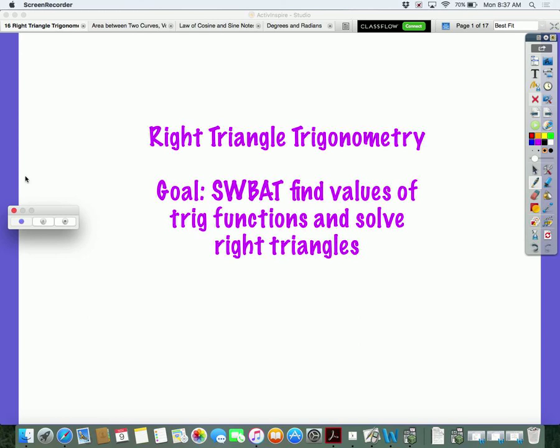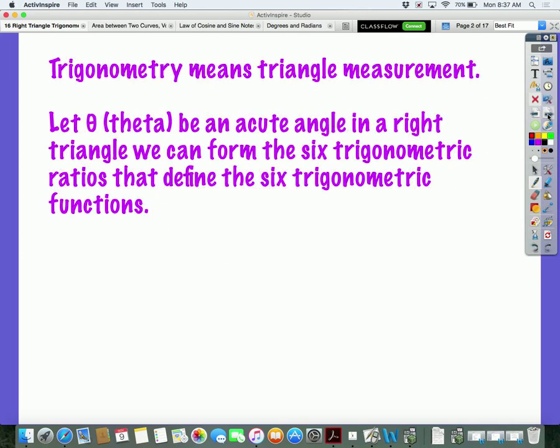All right, so today we're going to start out with finding values of trig functions and solving right triangles. More than likely, we probably won't get to the second part of this goal because it is a short class period, so we will finish up on Tuesday. So, find the values of the trig functions. You guys see I have a new board. It's not working as well as the other one, so please bear with me today.